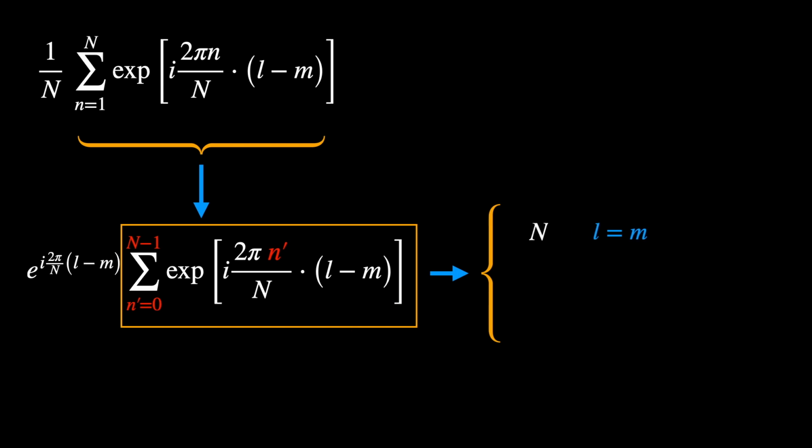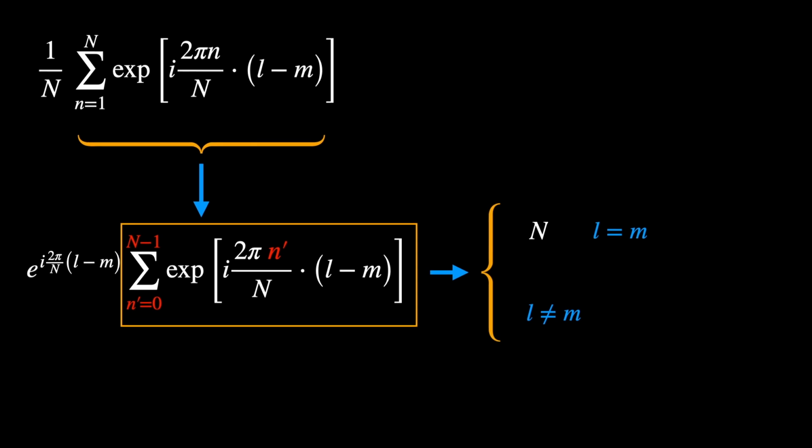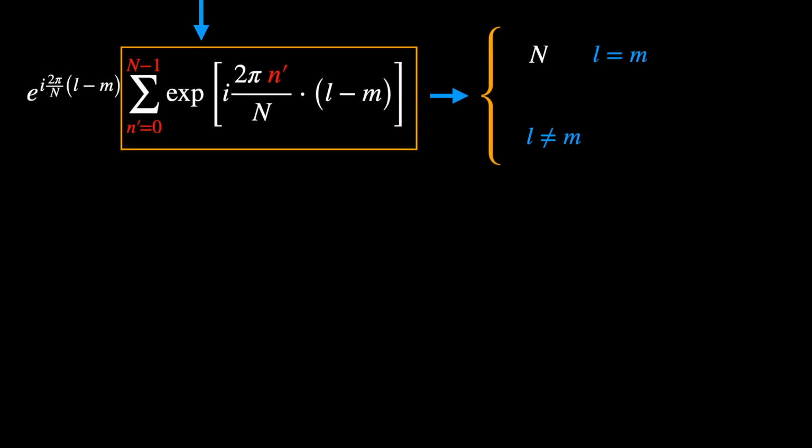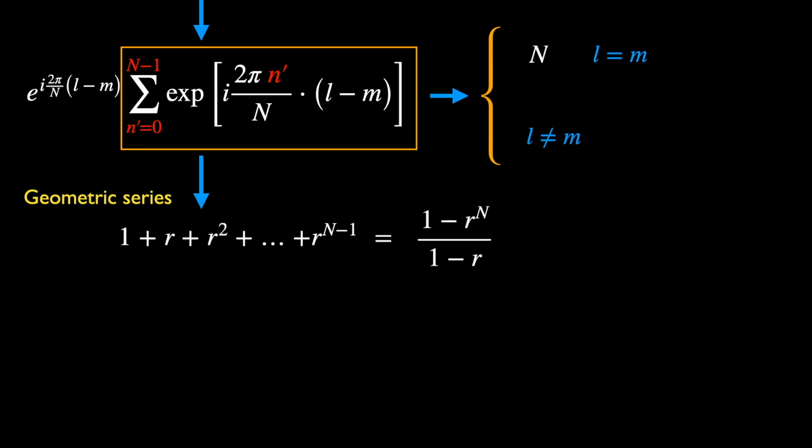And the sum just evaluates to n, because there are n terms. What happens when L is not equal to m? To answer that, let's sum the geometric series in the yellow box, and we get the standard result, where r is given by the following.